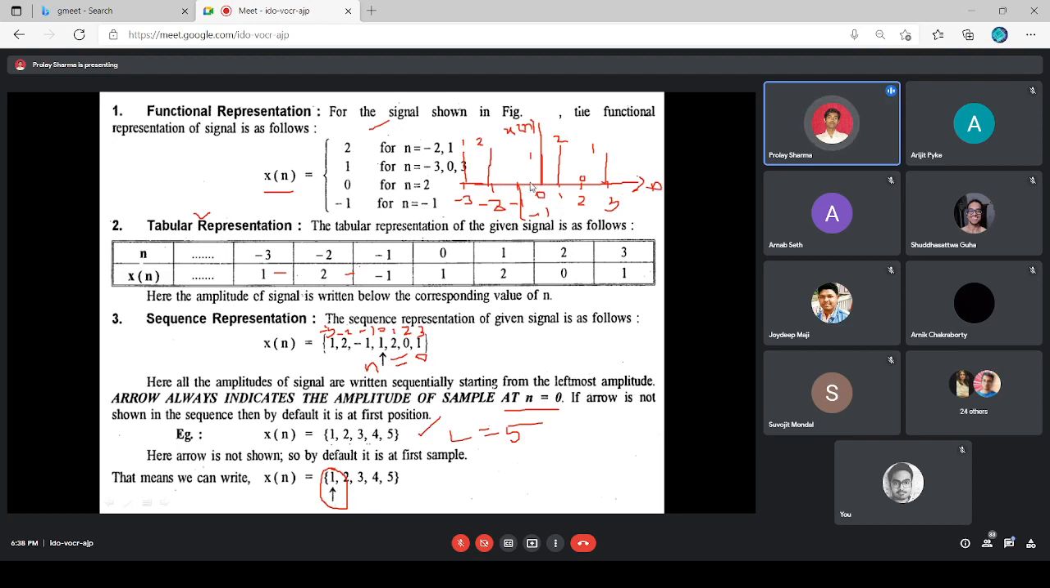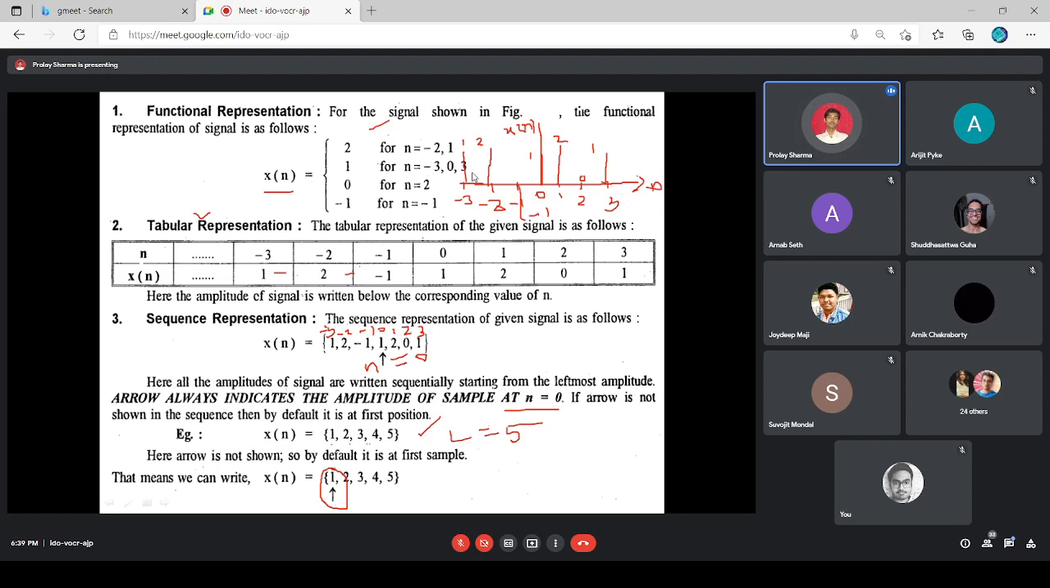So if we look at how the signal looks, at the 0th value, amplitude is 1. At n equal to 1, amplitude is 2. For n equal to 2, amplitude is 0, n equal to 3, amplitude is 1, n equal to -1, amplitude is -1, n equal to -2, amplitude is 2, and -3, amplitude is 1. So this is one kind of representation. This is called functional representation, and the signal is represented this way.